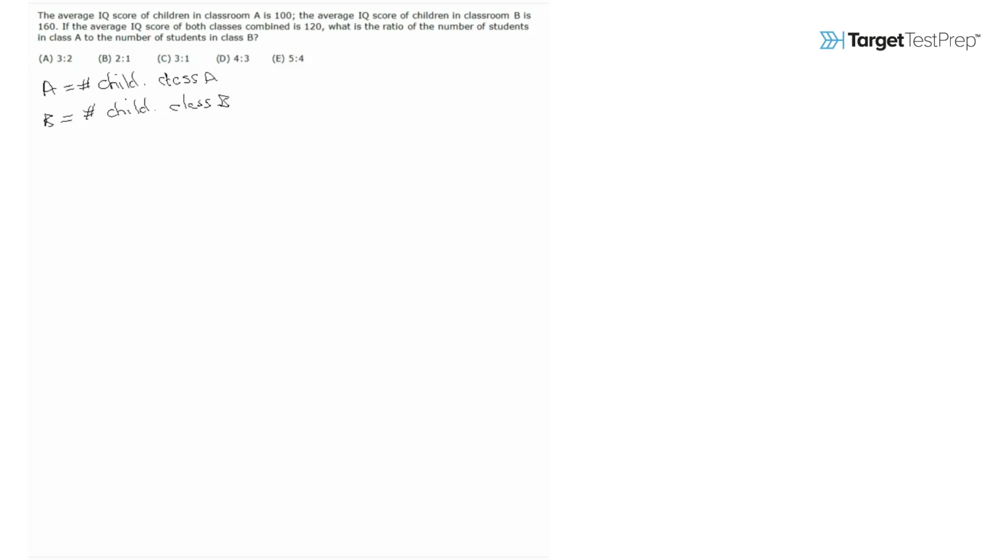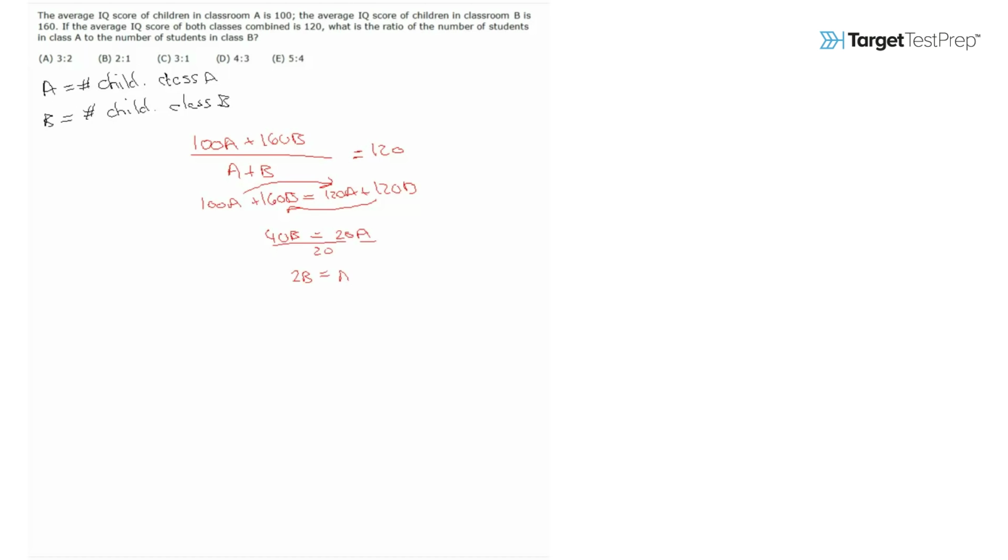So for setting up our weighted average, we can say 100A plus 160B over A plus B equals 120. 100A plus 160B equals 120A plus 120B. And then we combine a little bit, so we can bring the 120B over, the 120A over. We get 40B equals 20A. And of course, now we can divide everything by 20, and we get 2B equals A.